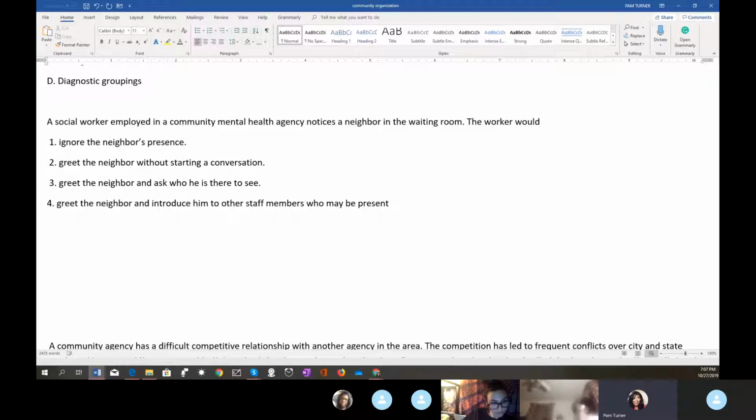A social worker employed in a community mental health agency notices a neighbor in the waiting room. What should the worker do? A, ignore the neighbor's presence. B, greet the neighbor without starting a conversation. C, greet the neighbor and ask who he's there to see. Or D, greet the neighbor and introduce himself to all the staff members that might be present.